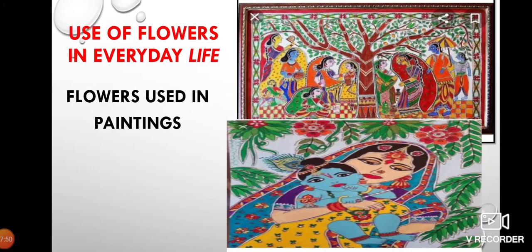Now children, we are going to discuss the different uses of flowers in our day-to-day life. Flowers are used in paintings, especially the Mithila painting or the Madhubani form of art, which is practiced in the Mithila region of Bihar. This particular painting is made from natural colors like indigo, that is neel, turmeric, haldi. Colors from flowers and trees are used. So much color is there in this painting.